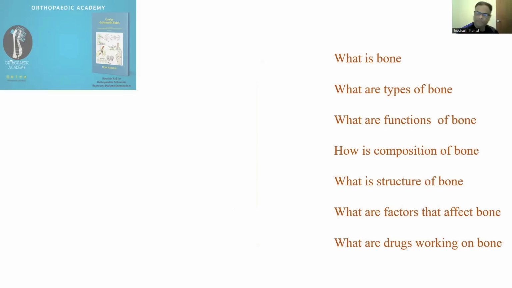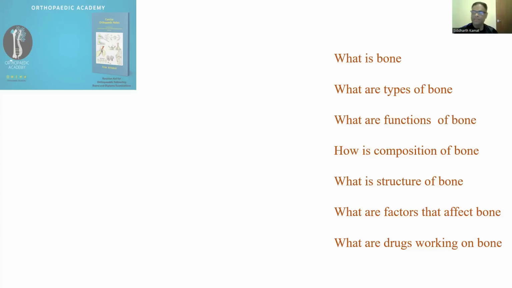Bone is a rigid composite connective tissue structure. Next question will be, what are the types of bones? Bones can be classified as per their shape as long bones, short bones, flat bones, irregular bones.